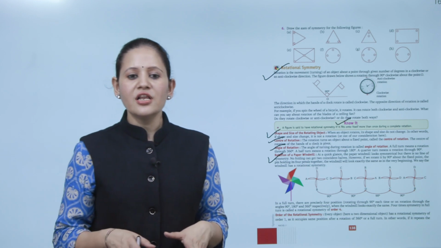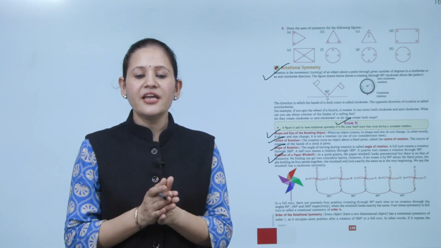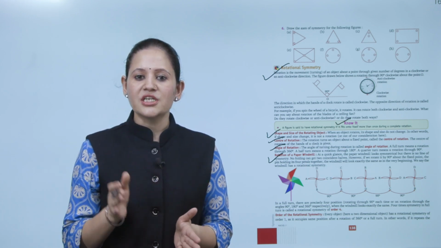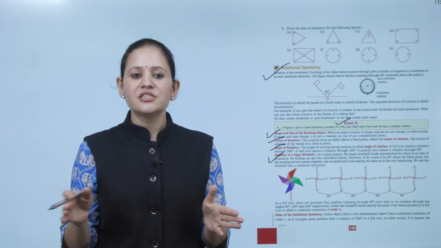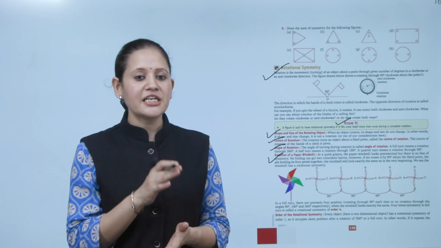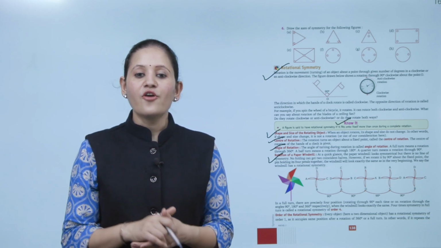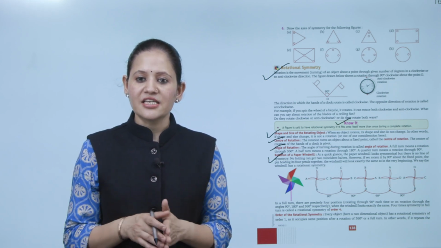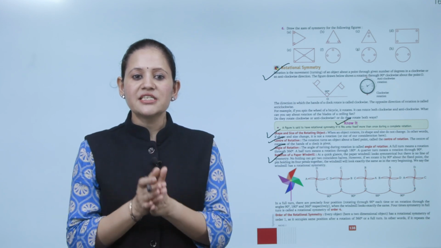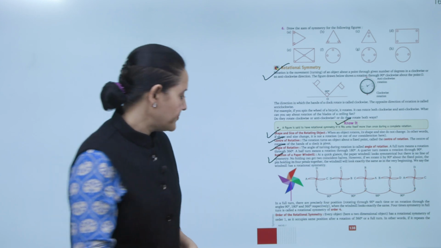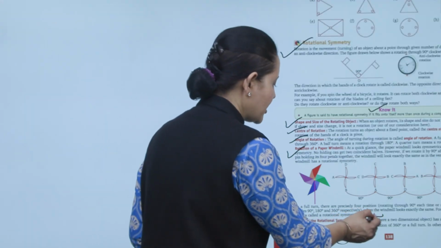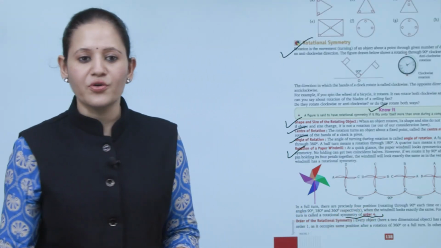So in a full turn, there are precisely 4 positions, rotating through 90 degrees each time, or on rotation through the angles of 90 degrees, 180 degrees, 270 degrees, 360 degrees respectively, when the mill will look exactly the same. 4 times symmetry in the full turn is called rotational symmetry of order 4. So it has rotational symmetry of order 4.